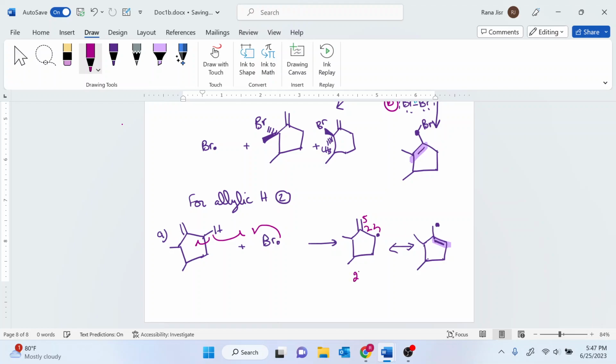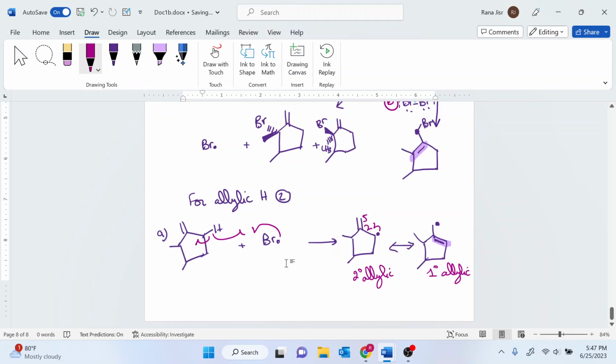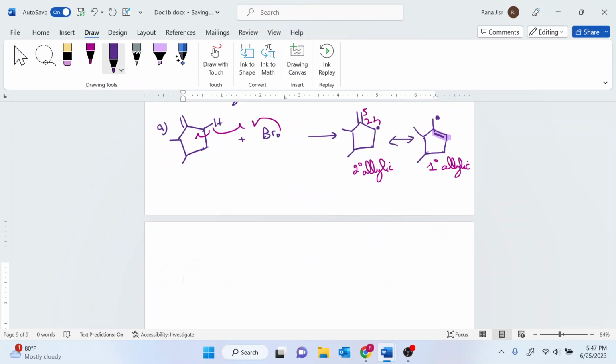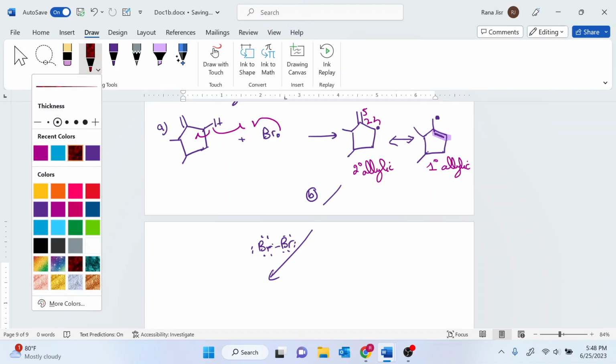So here I'm going to end up having the secondary allylic versus the primary allylic, and we're going to do exactly the same thing in the second step of the propagation. So for the second step of the propagation in there, this is going to be step B. Label your steps, please. Now the bromine is going to come and attack. Mind the stereochemistry as we did before. You will be forming a chiral center in here for the first allylic hydrogen.